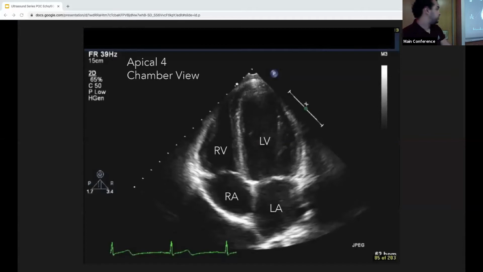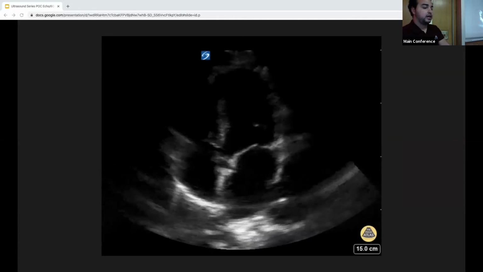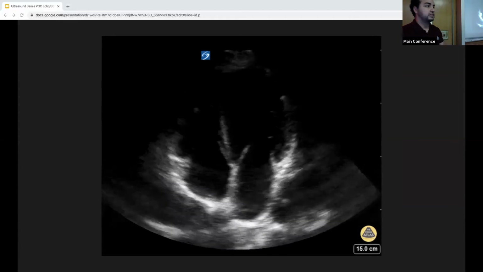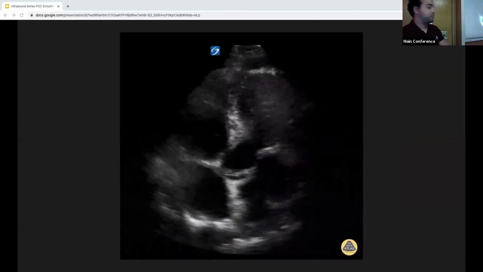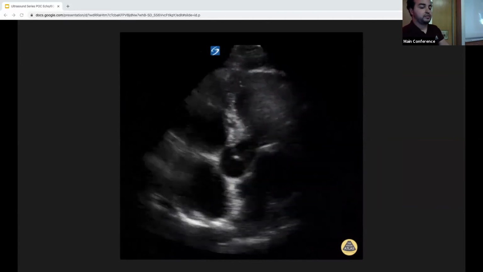This is again just showing the anatomy on the ultrasound, and this is what your clip should look like. This is the 4-chamber view. Sometimes in some patients' anatomy, you will get just a typical 5 view with the aortic valve in the middle. That's okay. You can still make the same assessments.